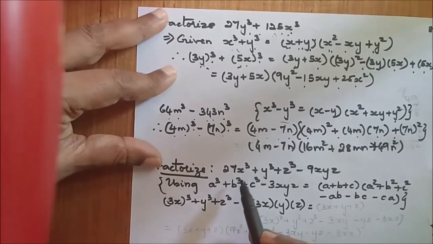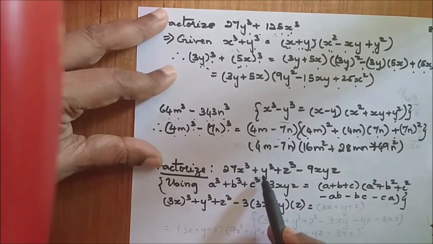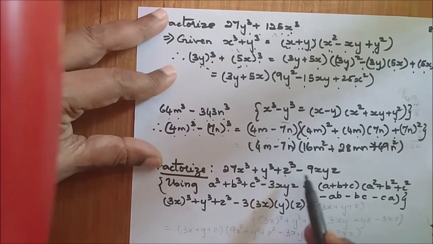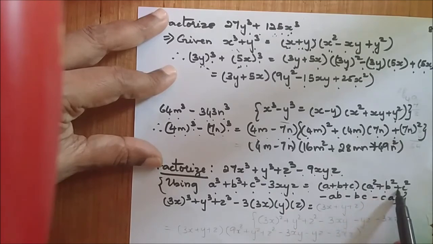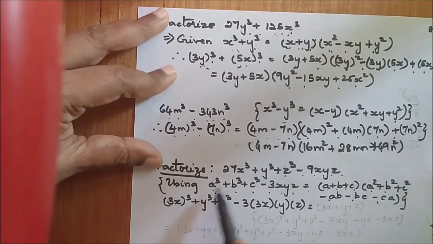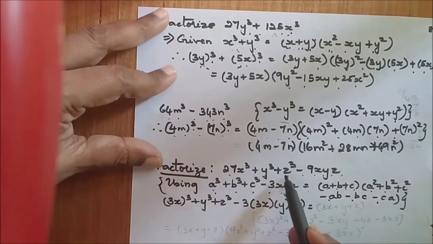Now we'll factorize another problem. 27x cubed plus y cubed plus z cubed minus 9xyz. What identity does it resemble? It resembles a cube plus b cube plus c cube minus 3abc is equal to a plus b plus c into a squared plus b squared plus c squared minus ab minus bc minus ca. So here my a is nothing but 3x, b is y and c is z as it is.